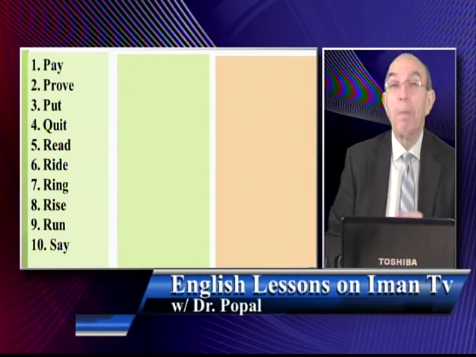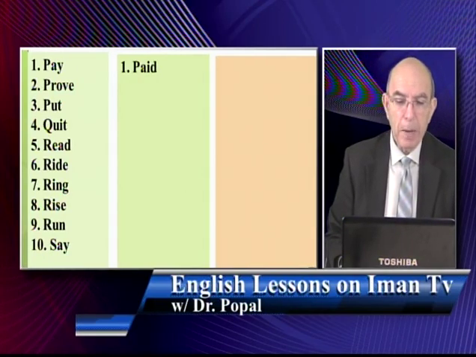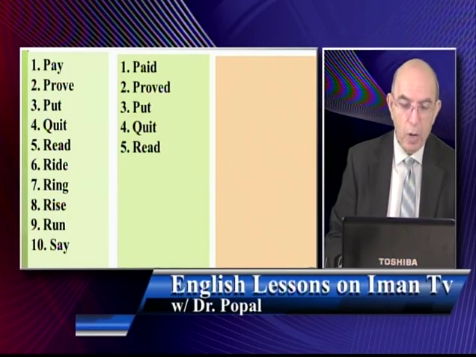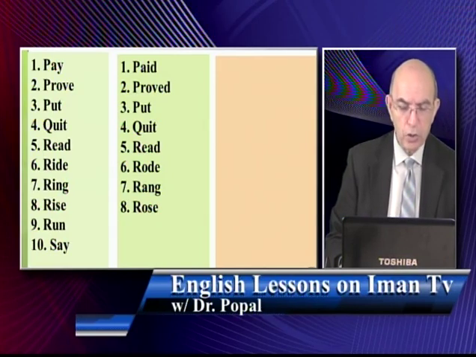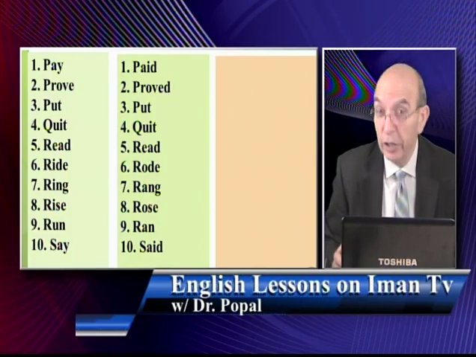So the past tense of pay is what? Paid, irregular verb. The past tense of prove is what? Proved. The past tense of put, put. Past tense of quit, quit. The past tense of read is what? Read. And ride, rode. And ring, rang. And then rise, rose. Run, ran. And then say, said. These are all irregular verbs.